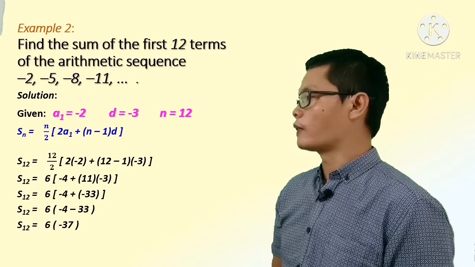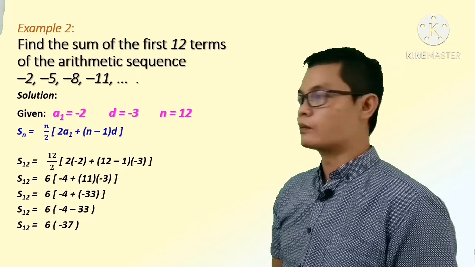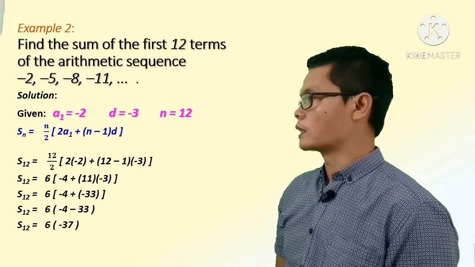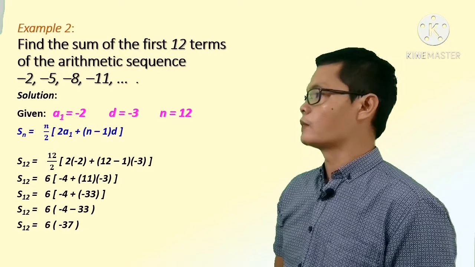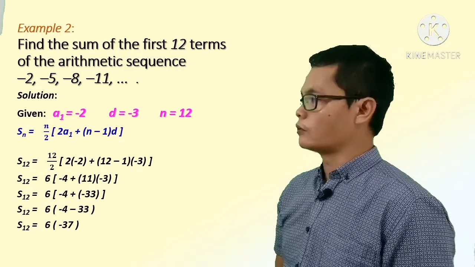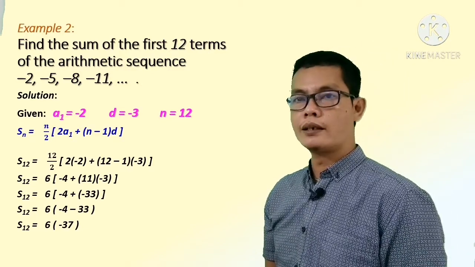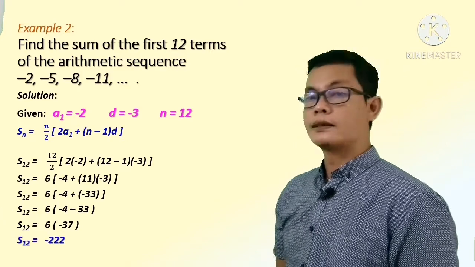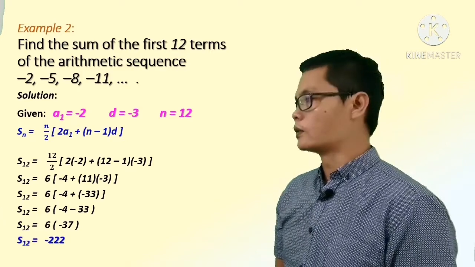And we will have the final answer: the sum of the first 12 terms of the arithmetic sequence -2, -5, -8, and -11 is -222.